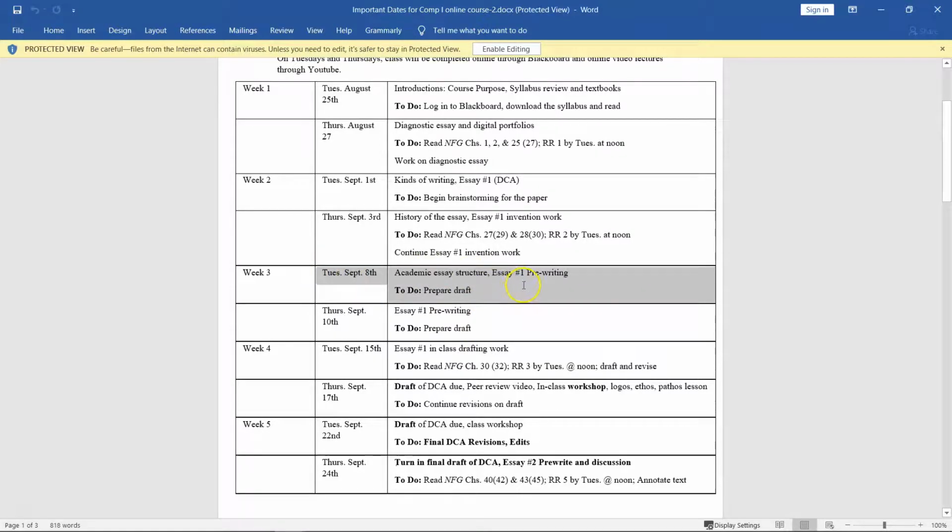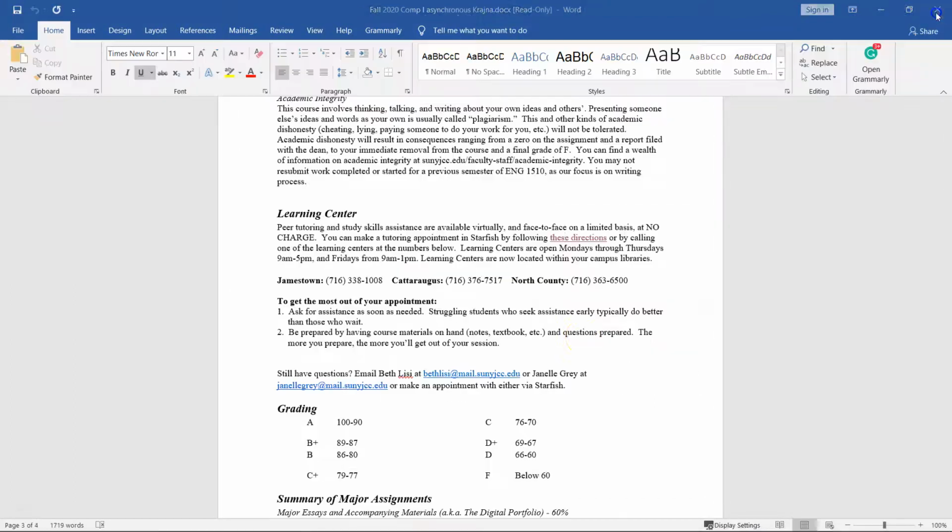So what I did today was go over academic essay structure and the essay number 1 pre-writing, and you should continue working on the draft.